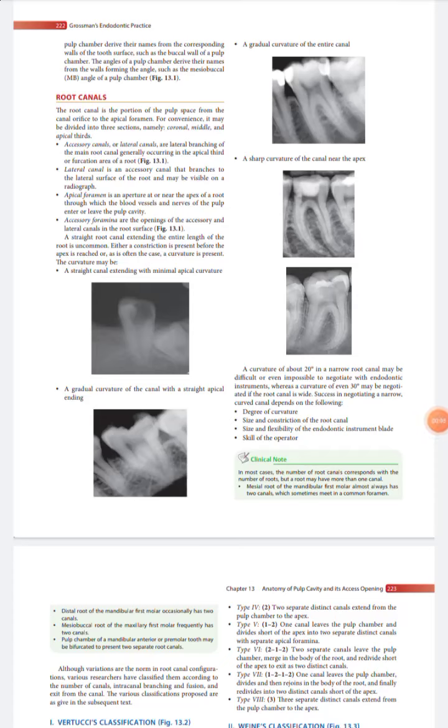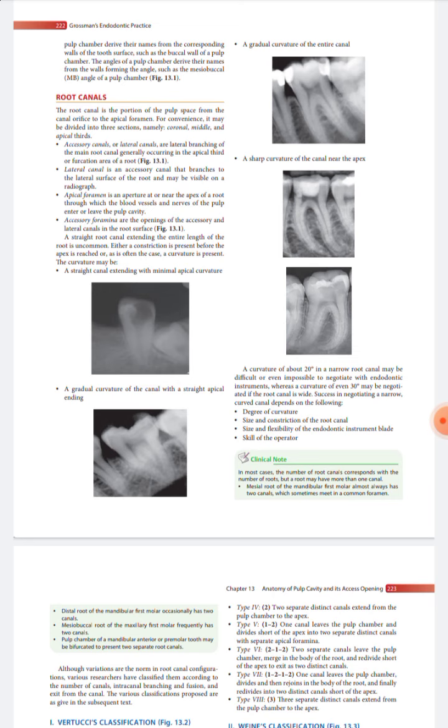The root canal is the portion of the pulp space from the canal orifice to the apical foramen. For convenience, it may be divided into three sections, namely coronal, middle, and apical third.